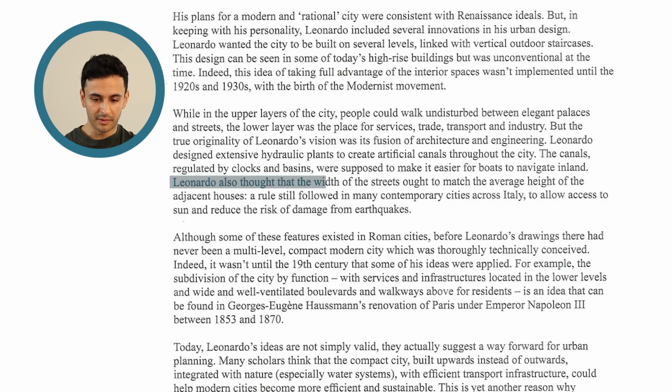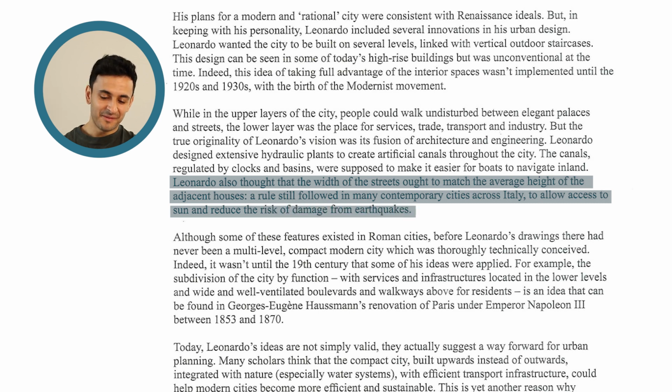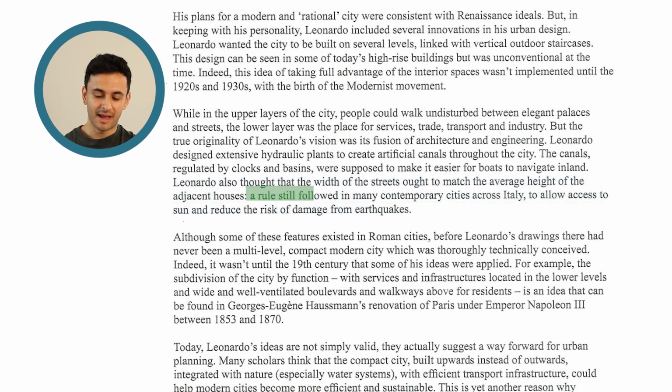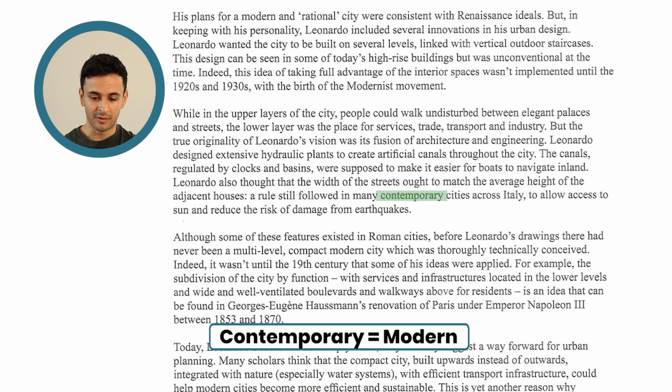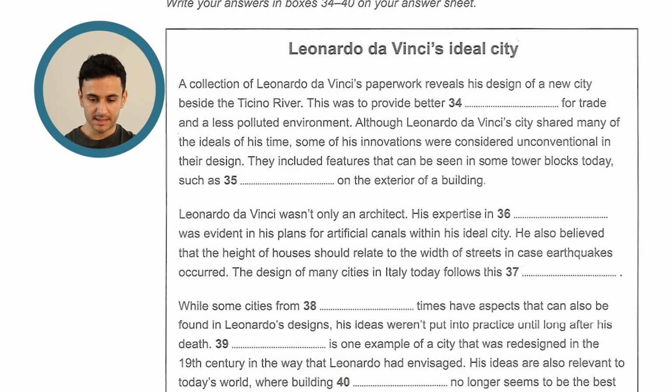Leonardo also thought that the width of the streets ought to match the average height of the adjacent houses, a rule still followed in many contemporary cities across Italy to allow access to sun and reduce the risk of damage from earthquakes. I have the exact same words, followed, a rule still followed in many contemporary cities. And contemporary means modern. I'm going to go back. The design of many cities in Italy today, contemporary, follows. It was the exact same word, followed. So number 37 is rule.